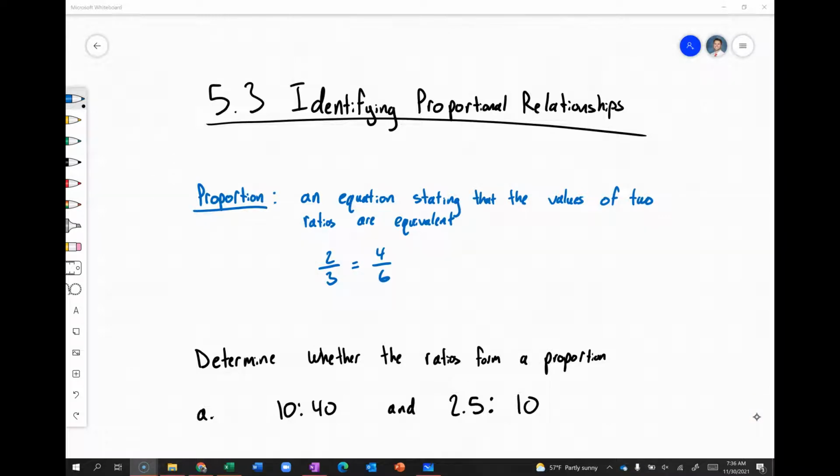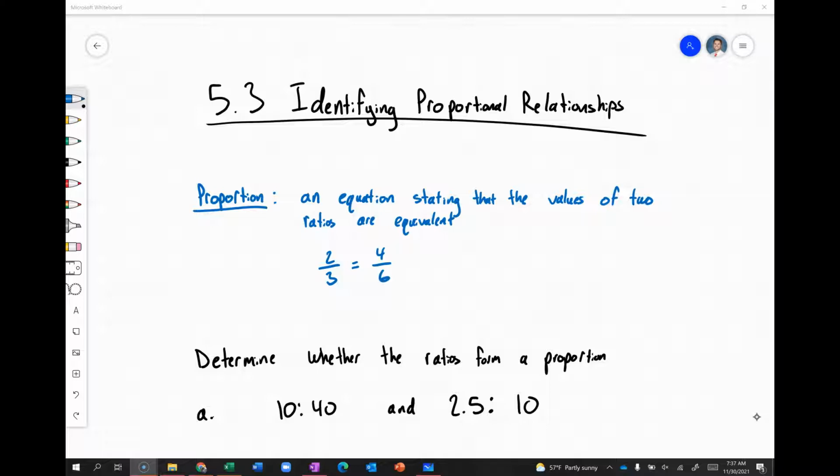Hey everybody, in this video we are going to look at identifying proportional relationships. A proportion is just defined as an equation that states that the values of two ratios are equivalent, right? So the ratio 2 to 3 is equivalent to the ratio 4 to 6. Generally speaking, with the proportion, we're going to write it as two equivalent fractions.